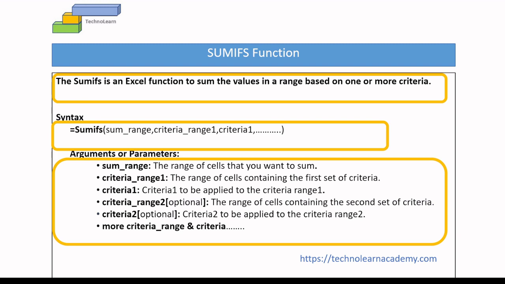First is sum range. It is the range of cells that we want to sum together. Criteria range 1. It is the range of cells containing the first set of criteria. Then criteria 1. It is the criteria 1 to be applied to the criteria range 1. And after that we can select criteria range 2 and second criteria. In Sumifs we can provide multiple criteria ranges and multiple criteria as per the requirement.